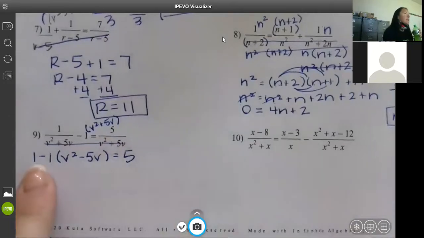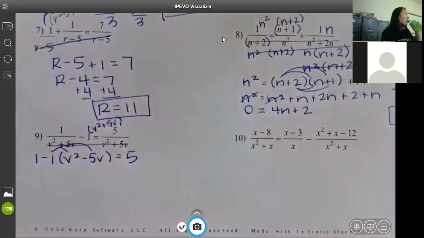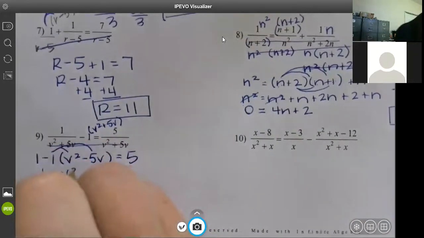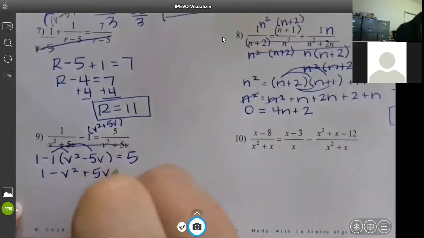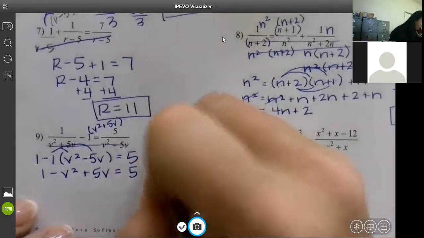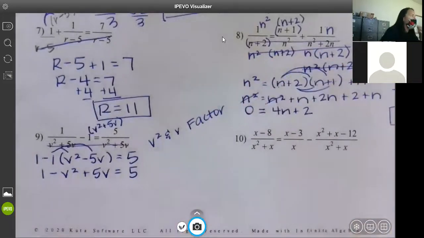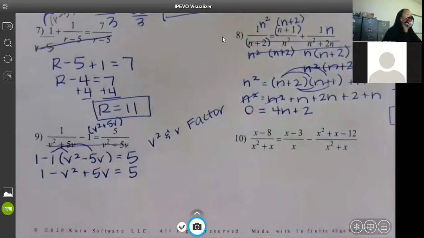A lot of people right here like to subtract those. You can't do that. You have to distribute that -1. So watch that. We get 1 minus v squared plus 5v equals 5. Now realize when you have v squared and v, you have to factor. So you might want to write that down somewhere. V squared and v, you're going to factor, whether that's GCF, slide and divide, cheater method, whatever. Anytime you have v squared and v, or x squared and x.